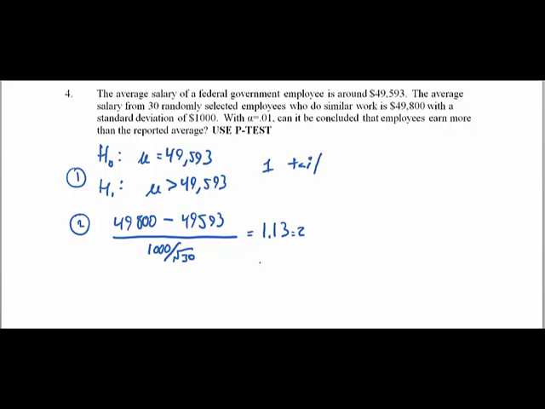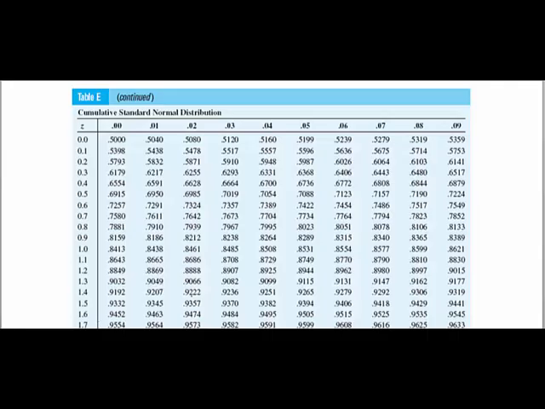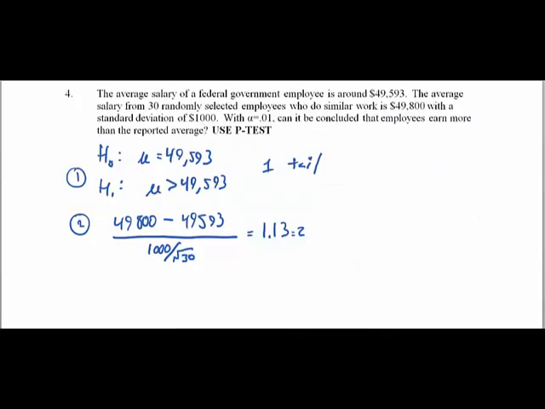Now what I'm going to do is look at the z-score, and I can do that by clicking over here and looking at 1.13. Here's the 1.1 and here's the 3. So 1.13 is 0.8708. So let's go back and take a look at our worksheet. Hold on. Here we go.